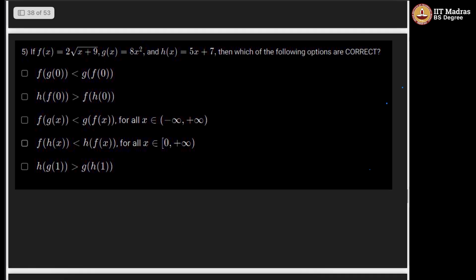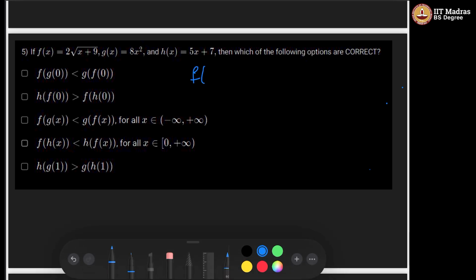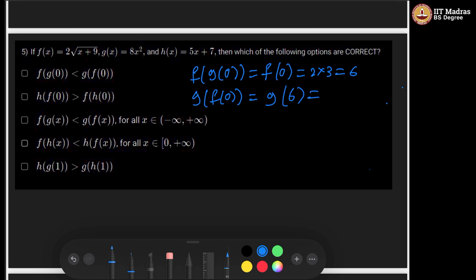So we have f(x), g(x) and h(x) given, so we have to choose the correct answer. Okay, so what is f of g of 0? This is f of 0, and that means 2 into 3, that means 6. What is g of f of 0? This is g of 6, which is 8 into 6 square. So clearly this is greater than the earlier, so this option is correct.